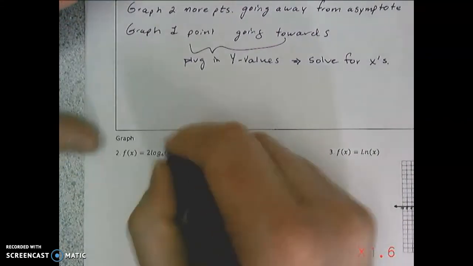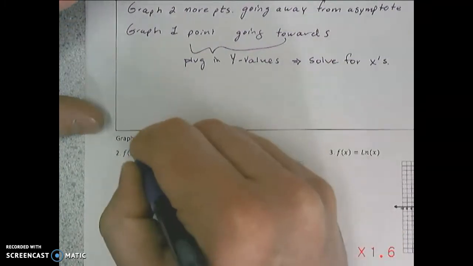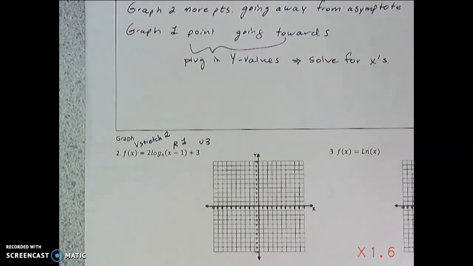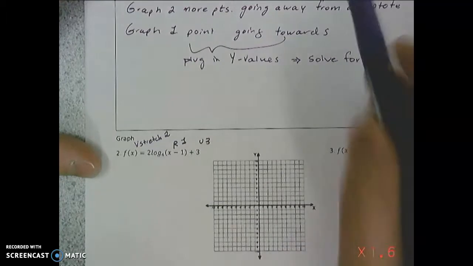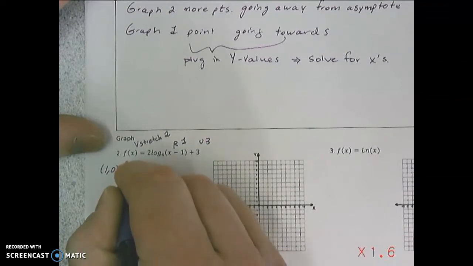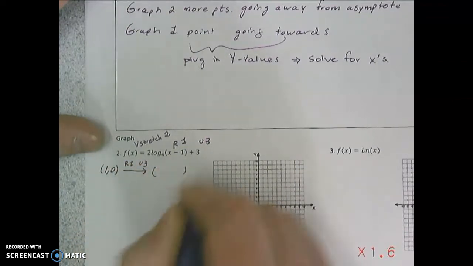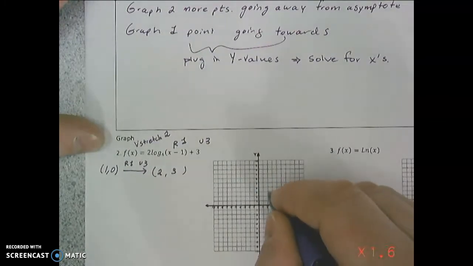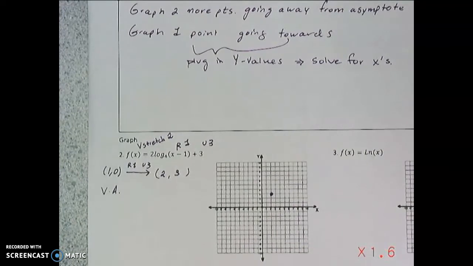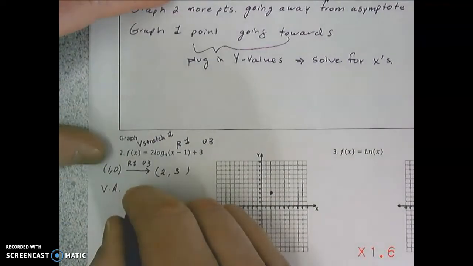All right, so we have a shift of right 1, up 3, and a vertical stretch of 2. Again, the vertical stretch really won't matter in terms of our transformations here, but it certainly will matter when we look to solve these equations. So right 1 and up 3 would affect that 1, 0 point. From 1, 0, that would move to the point 2, 3. Our vertical asymptote is horizontally shifted 1 to the right, so that's going to be at x equals 1.